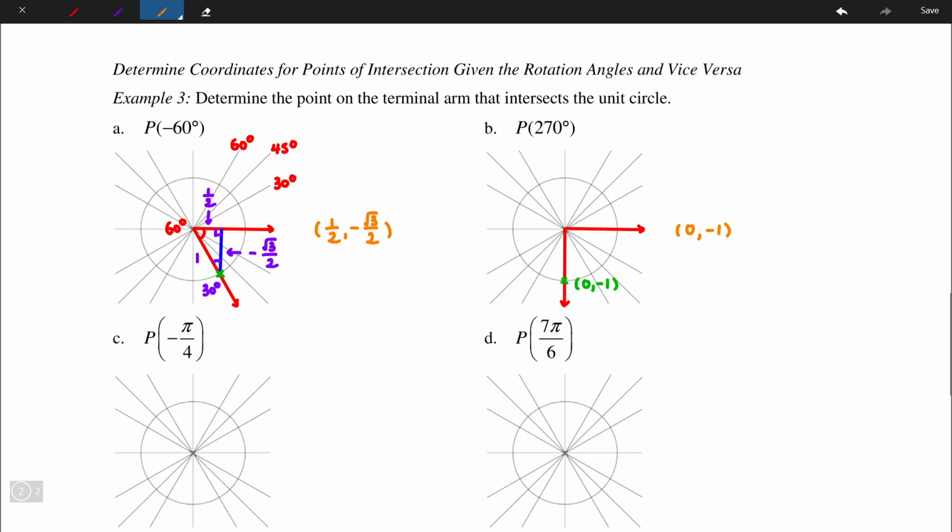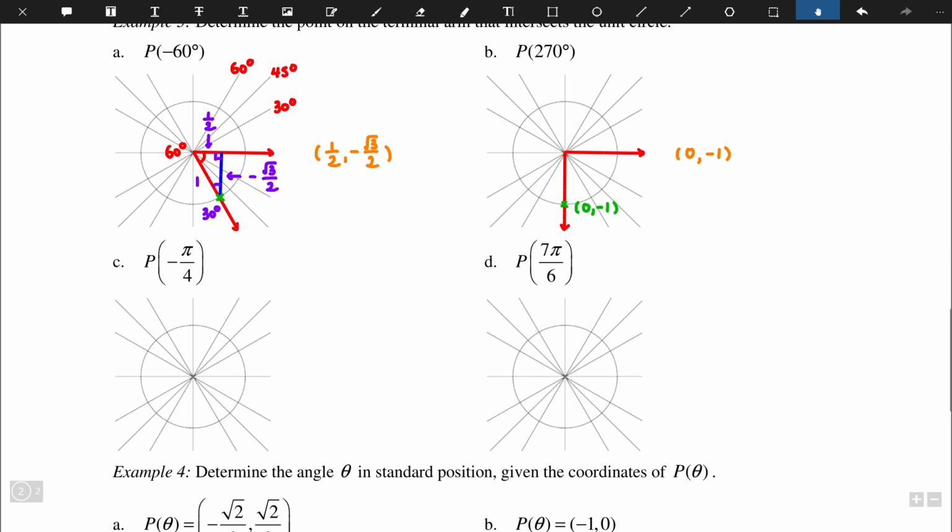Okay. Next, we have a couple of questions in radian measures. The first one is -π/4, so this would be in quadrant number 4 once again. It looks kind of like this. And of course, pi over 4 is just 45 degrees, so also -45 degrees. And so we can use that special triangle, the 45, 45, 90 triangle.